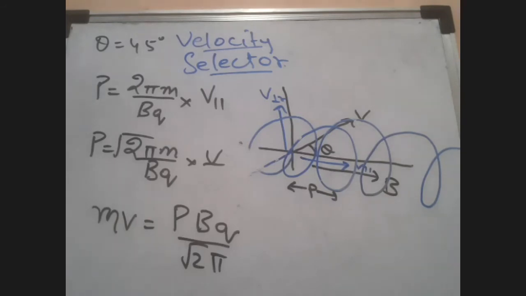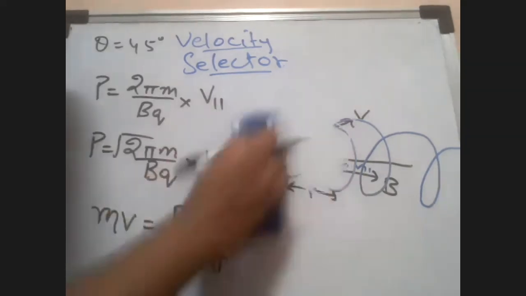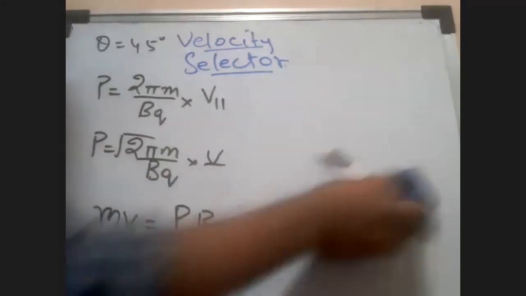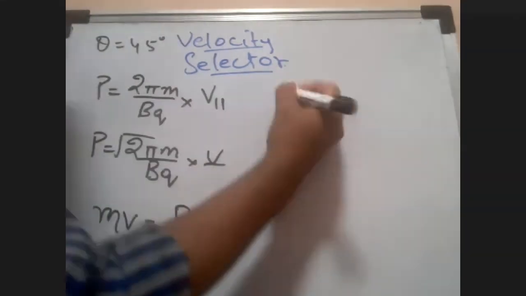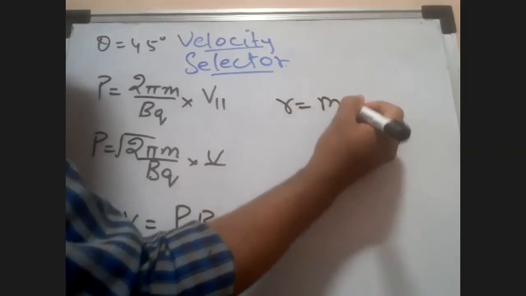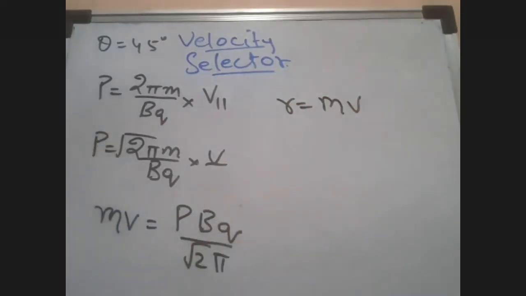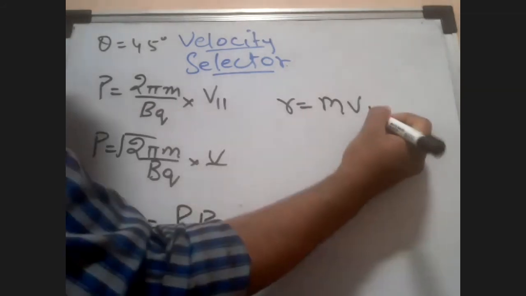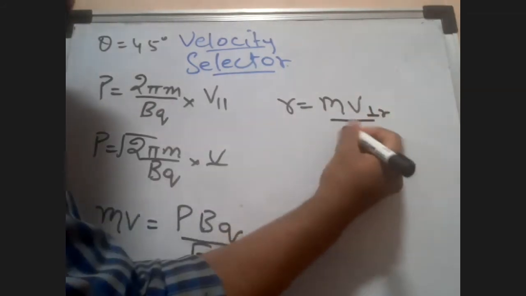And I know the formula for radius. R is equal to what, students? We have to find out the radius. R is m V, but which V? Radius is formed because of which component of velocity, parallel or perpendicular? Perpendicular. Yes, that is important. So R is MV upon BQ.